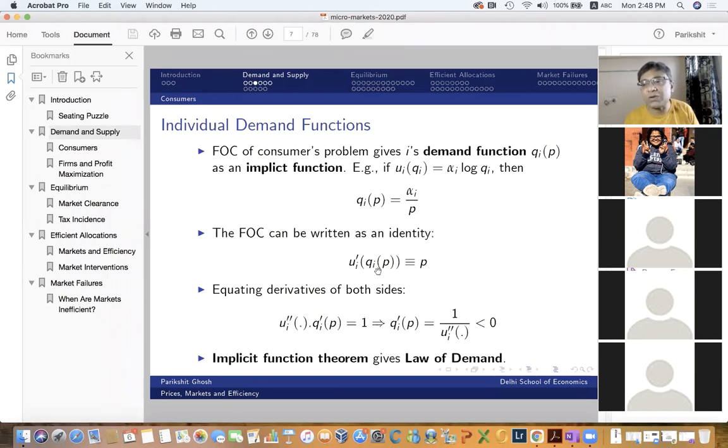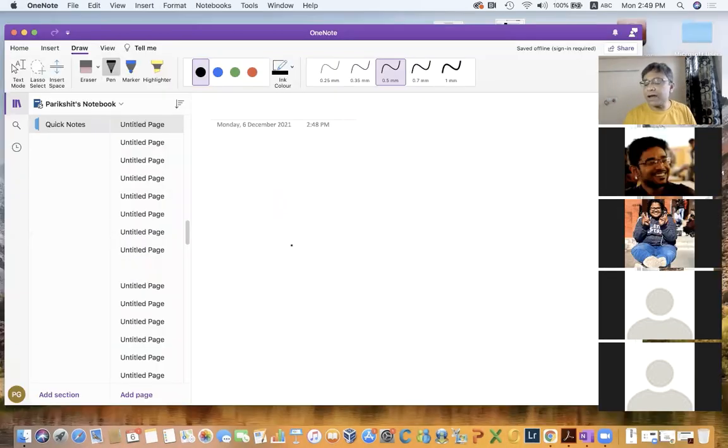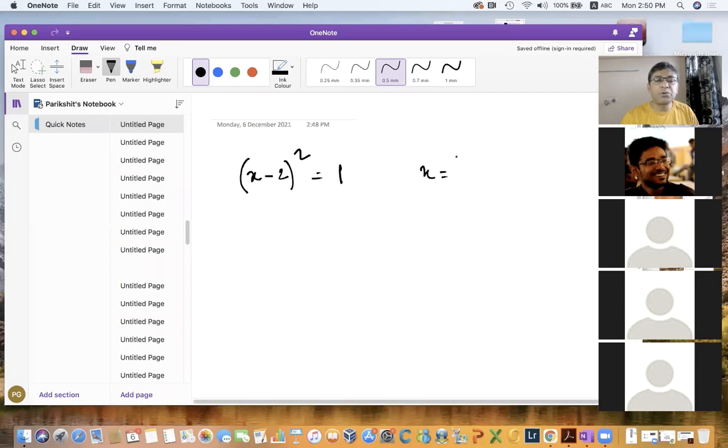What's the difference between an equation and an identity? So if I write this, it is an equation. It will only be true if x equals either 3 or 1. It won't be true for any other value. But if I write (x minus 2) squared equals x squared minus 4x plus 4, this is an identity, and I can insert whatever value of x you wish, this relationship is always valid.